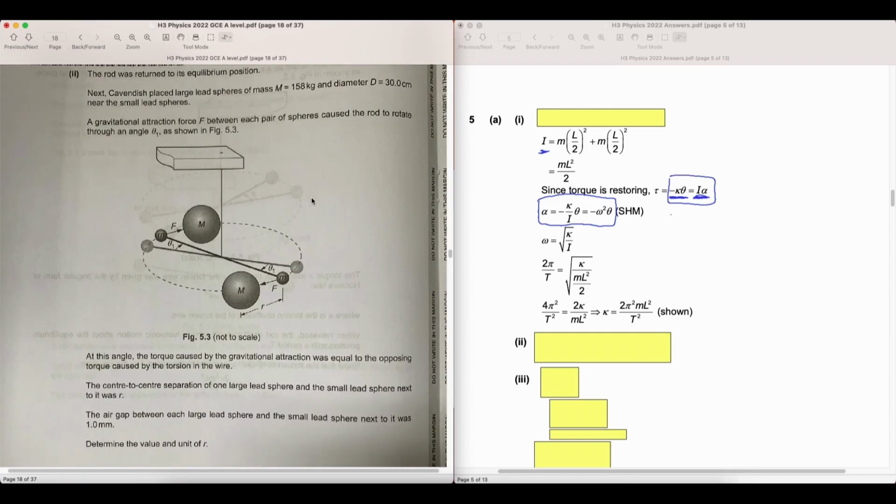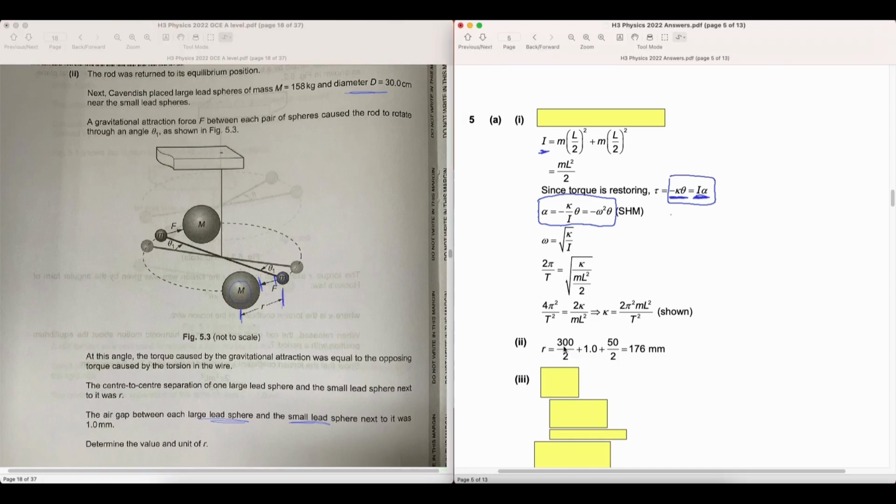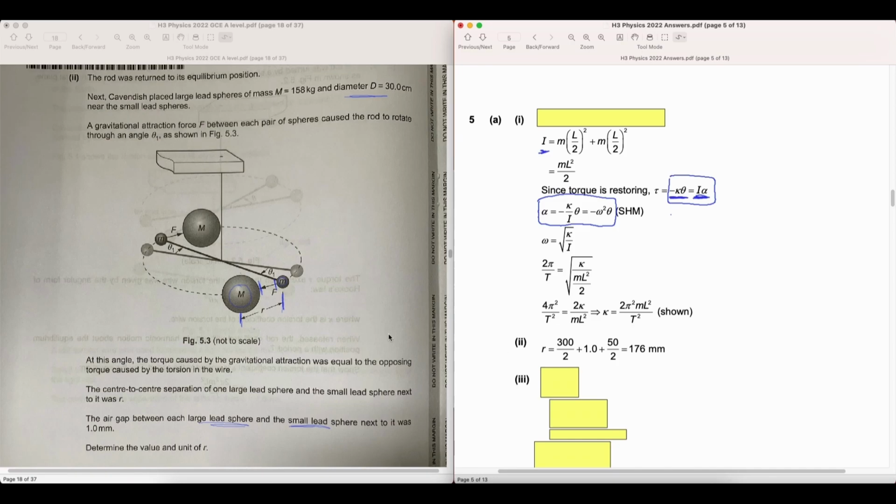Now the first part of the question is just a giveaway. They are telling us that the separation between the large sphere and the small sphere, the air gap in between them, is 1 millimeter, and they're giving us the diameter of both the big mass and the small mass. Then they want us to find the center to center separation, which is just taking the two radii plus the air gap. Ideally, you should try to get these marks in the exam because they are giveaways.